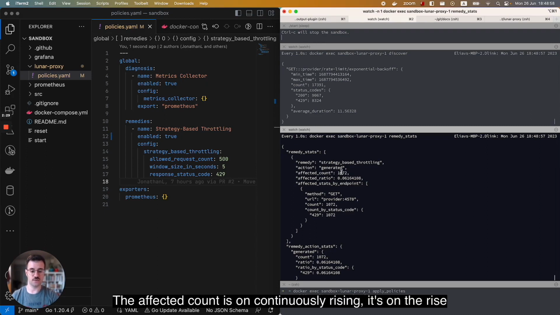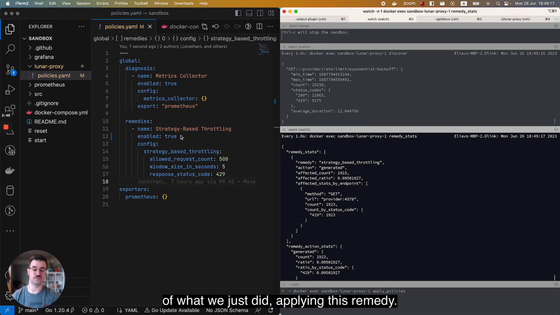The affected count is continuously rising, and the affected ratio is on the rise as well. Because the system was running a bit without any remediation, it will take some time for it to rise, but basically we're starting to see the benefit of what we just did, applying this remedy.